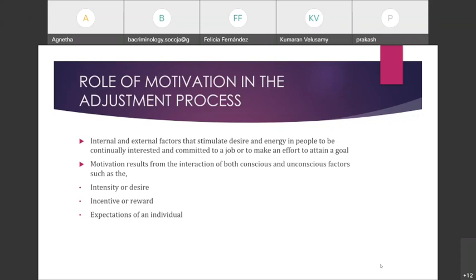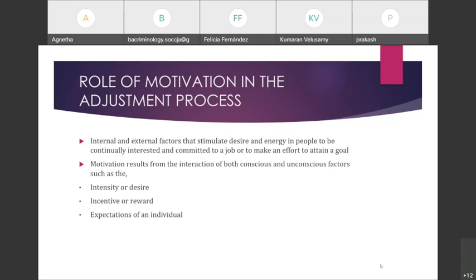Our internal factors are nothing but our motivation. What motivates us? We need to reach this goal, this is what we need to do, so we are going to push ourselves to reach that goal. The external factors are your incentives, your rewards, your recognitions, which are going to push you towards attaining your goal. Motivation can also be conscious and unconscious. You have intensity and desire, that is your internal factor, intensity and desire to achieve a goal. Incentive or reward will be your external factors. People who give you incentives or rewards for reaching a certain goal will be your external factors.